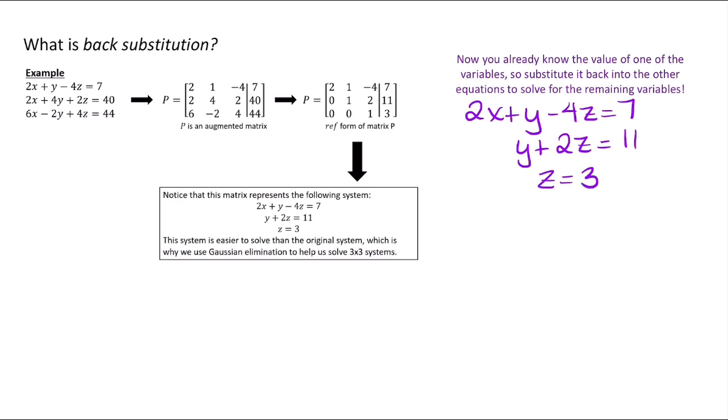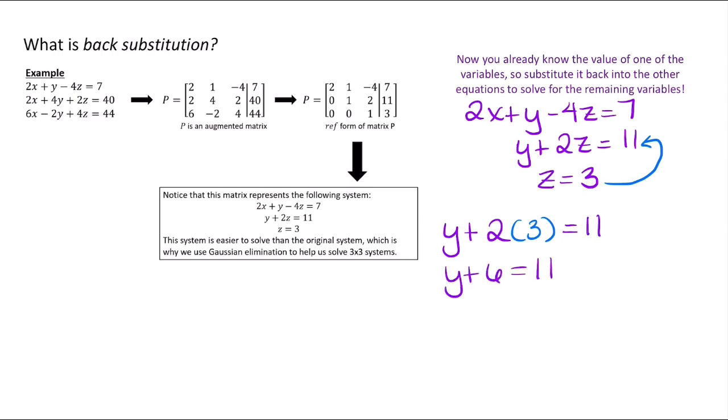So what we do now is we take that z equals 3 and plug it back into this equation. That's why it's called back substitution. So we plug that in, and that's going to let us solve for y. Because we're going to get y plus 2 times that z, which is equal to 3, and that equals 11. So that gives us y plus 6 equals 11. And now we know how to solve this for y, right? We just subtract 6 from both sides. And so we get y equals 5.